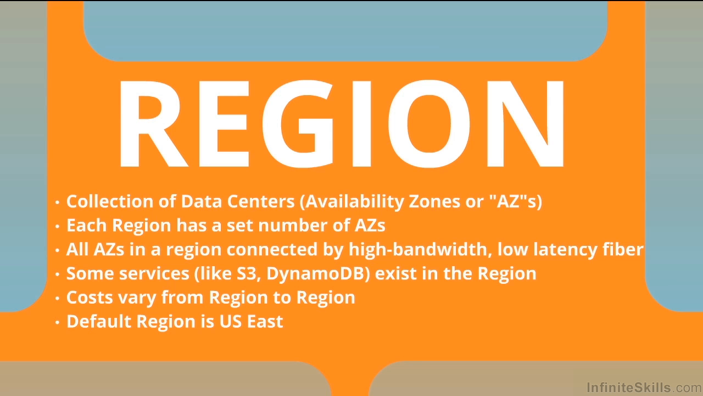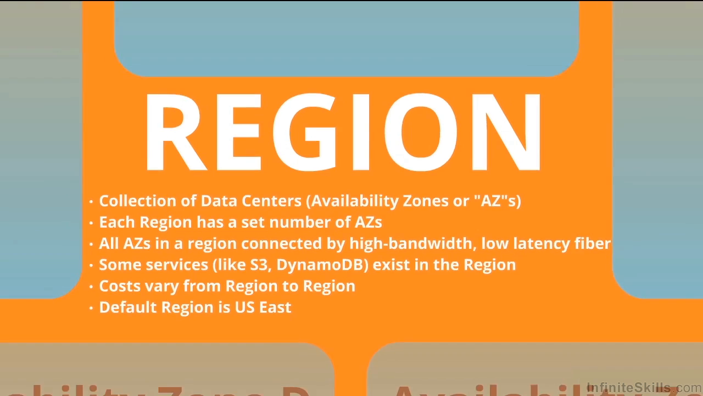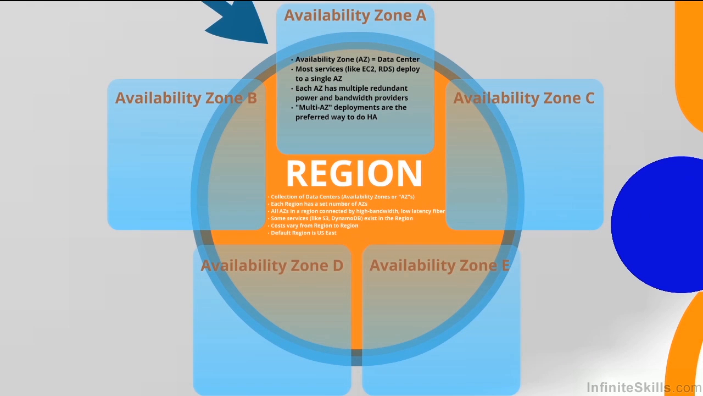Because the power, bandwidth, and real estate costs vary greatly in each corner of the world, Amazon may charge different prices for the exact same service in different regions. The default region is US East, but that's very easy for a customer to change. Here you can see that we currently have 5 AZs in US East.